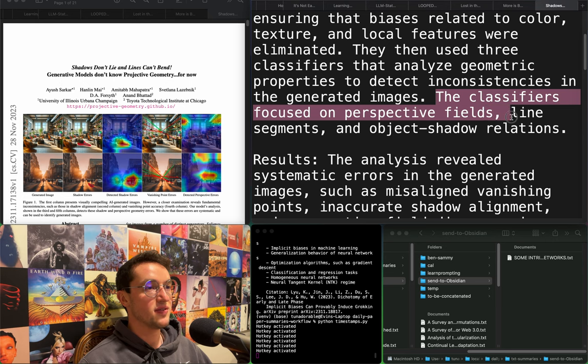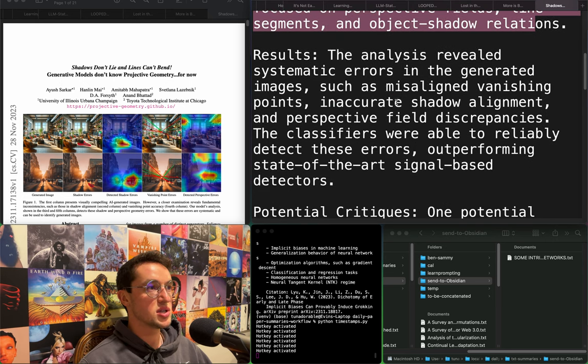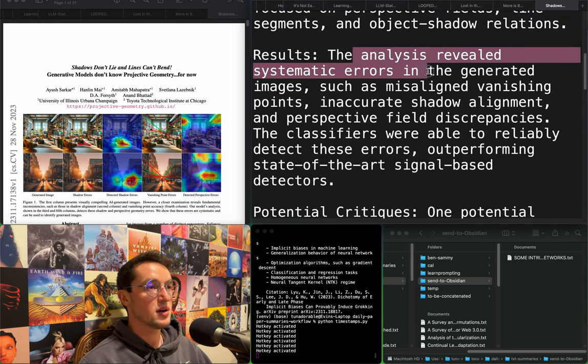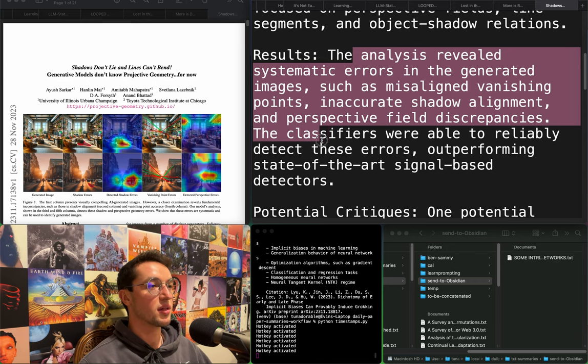Classifiers focused on perspective fields, line segments, and object-shadow relations. Analysis revealed systematic errors in the generated images, such as misaligned vanishing points, inaccurate shadow alignment, and perspective field discrepancies. The classifiers were able to reliably detect these errors, outperforming state-of-the-art signal-based detectors.